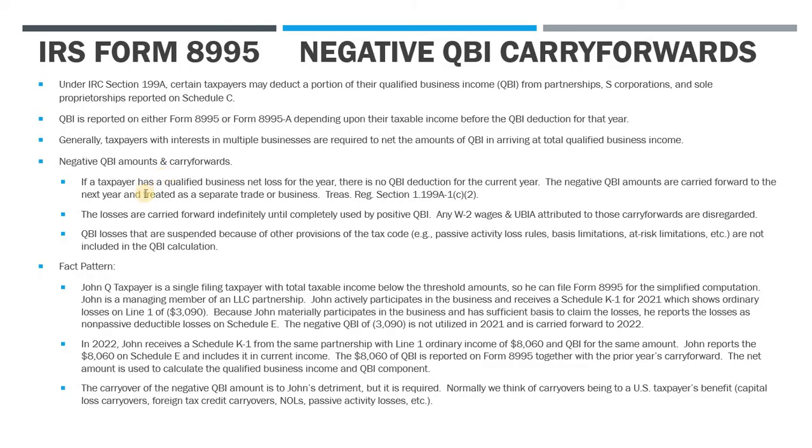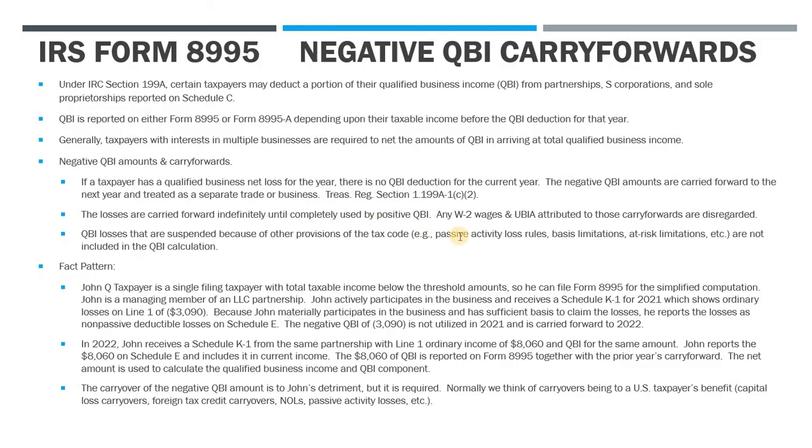When we have a taxpayer that has a qualified business loss for the year overall, there's not going to be any QBI deduction for the year. That kind of makes sense, right? If you're operating at a loss that's being included in your taxable income, there is no QBI deduction because you have to have some kind of profitable amount there. Now, when we have negative QBI amounts, these are carried forward to the next year, treated as a separate trade or business, and they're carried forward indefinitely, so they do not expire. You have to carry them forward until you start to use them up by realizing positive QBI in the future.